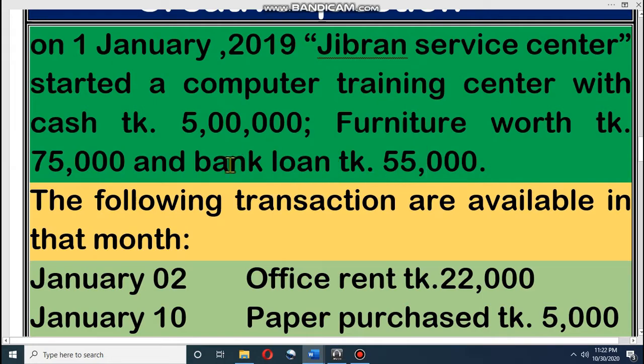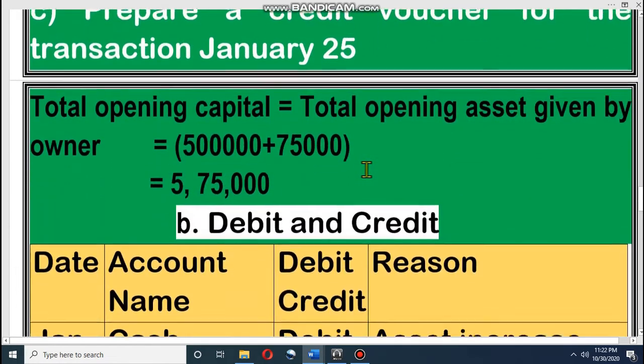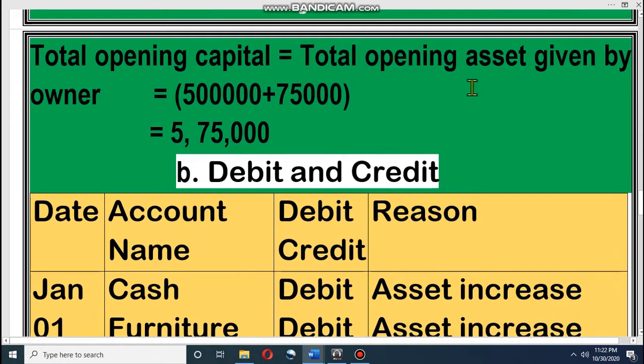Dear student, now our capital will be 5 lakh plus 75,000. Let's see the presentation. The opening capital is the total opening asset given by the owner. That means 5 lakh plus 75,000, 5 lakh 75,000 is our opening capital. I hope all of you understand. Dear student, if you have any confusion later on, of course you should discuss with me.